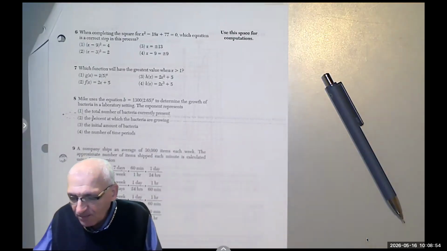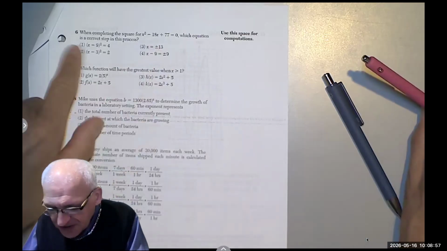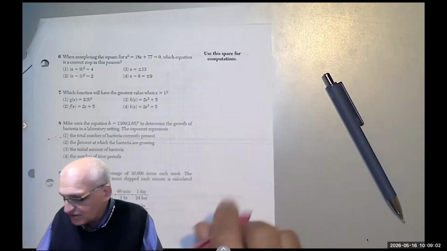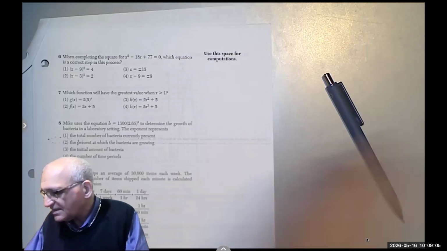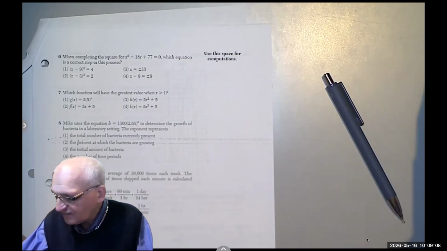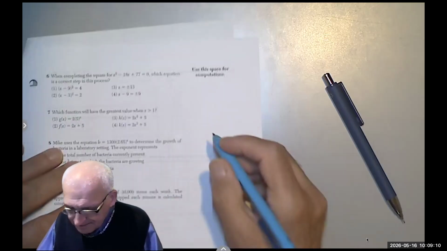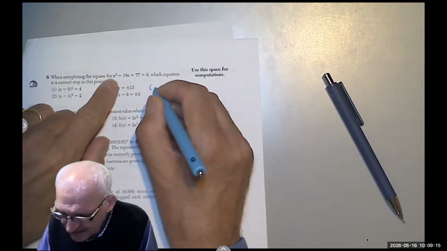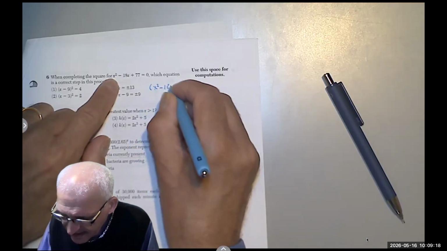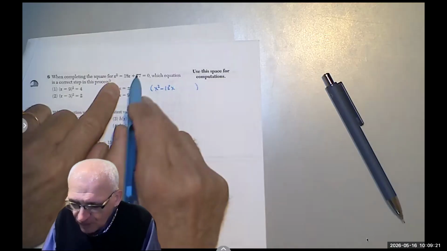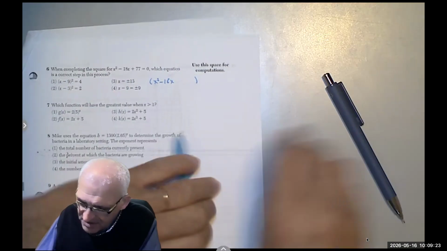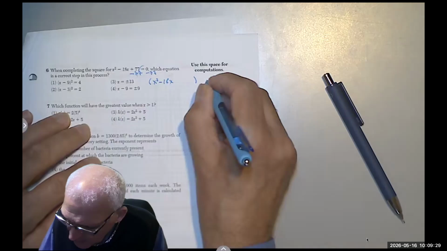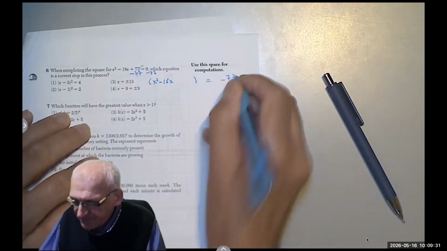Number 6, when completing the square, which equation is a correct step in the process? Well, when you complete the square, I explained that in one of the other videos that you can find in the mathematics playlist. But basically, the first thing we do, we open parentheses and write x squared minus 18x. I leave a blank, and I move this to the other side, meaning I'm going to subtract 77 from both sides. So equals -77.